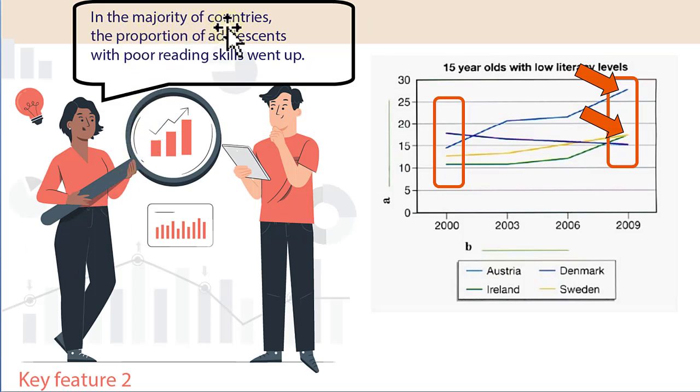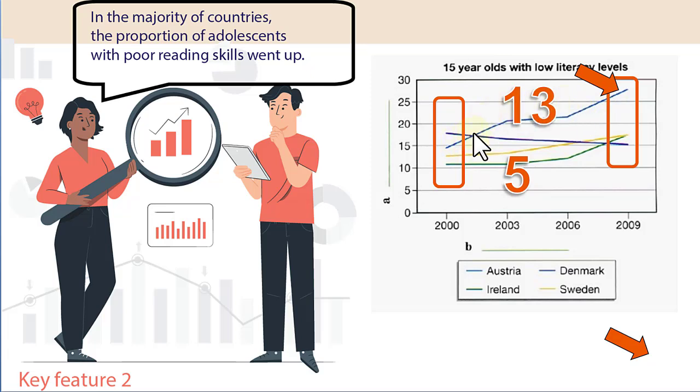In the majority of countries, the proportion of adolescents with poor reading skills went up. Now, what supporting features can we mention here, and what comparisons can we make? What's the difference between the three countries which experienced a growth in the number of students with low literacy levels? So the first thing that you will notice here is that Austria experienced the most significant increase in the number of adolescents with literacy difficulties.